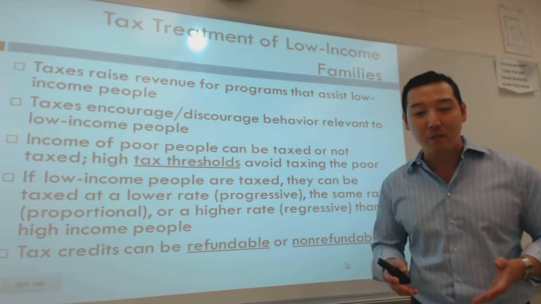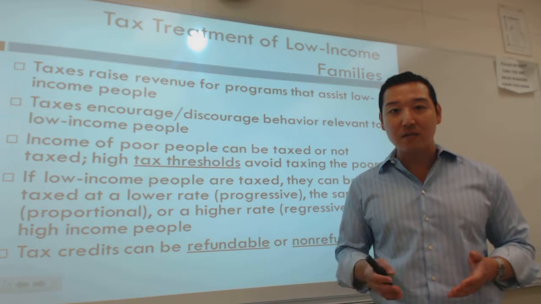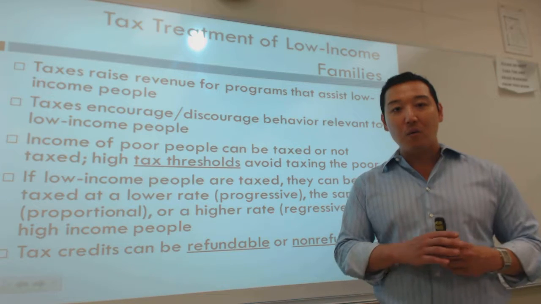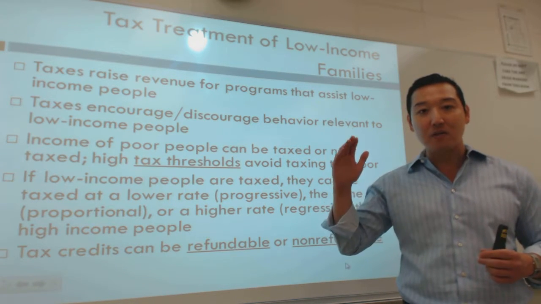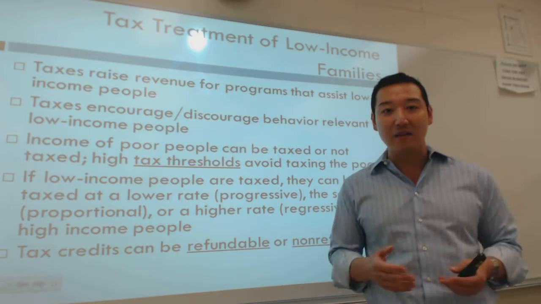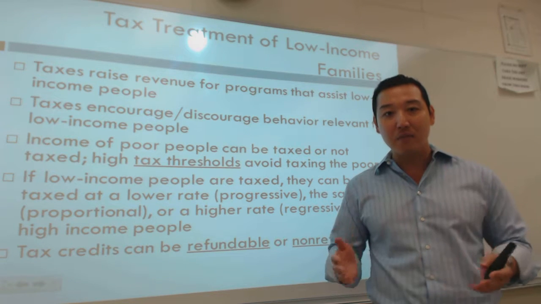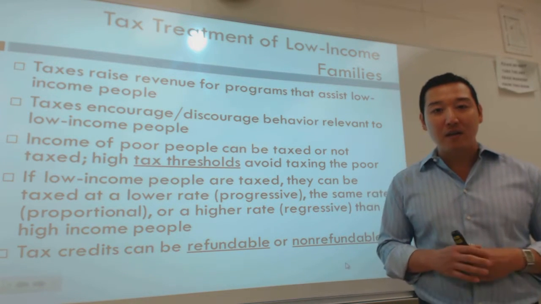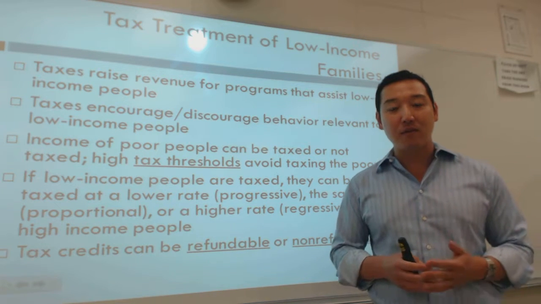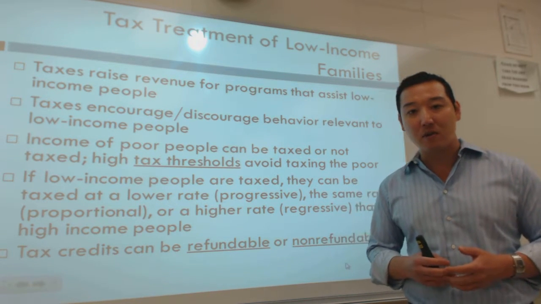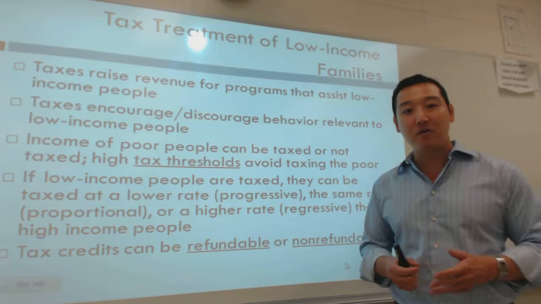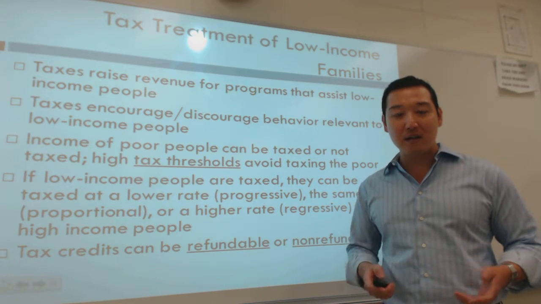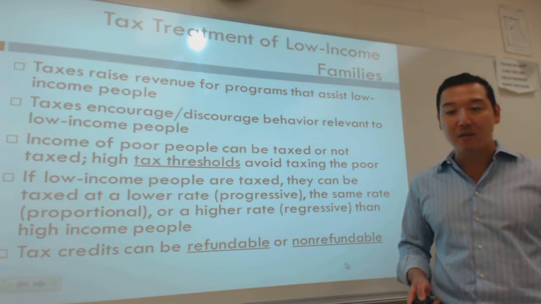The type of tax that we assess, whether it's progressive, regressive, or proportional, is certainly going to have an impact on low-income populations. Where we set the tax threshold, where we actually start taxing individuals and married couples, is of course going to have an impact. The type of tax credits that we offer certainly has an impact too. So I think it's a pretty straightforward case that taxes in many different ways can impact the low-income populations that we care about.